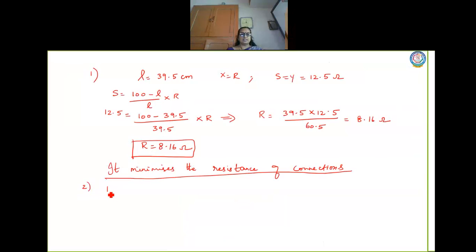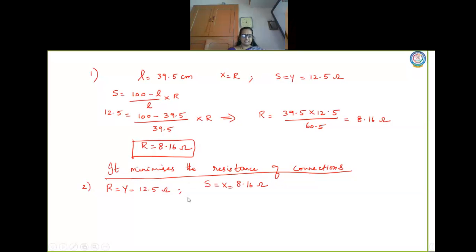So in that case, R becomes Y now, which is 12.5 ohm. Then S becomes X now, which is equal to, what is the value we found out now? Now this becomes 8.16. Now what I have done, you are able to understand? I have just interchanged X is equal to R and S is equal to Y. Now here R becomes 12.5 and X becomes 8.6.